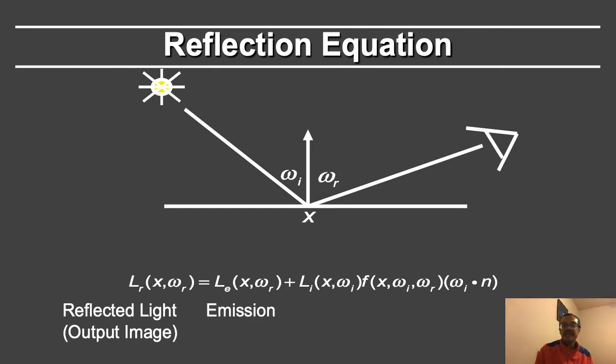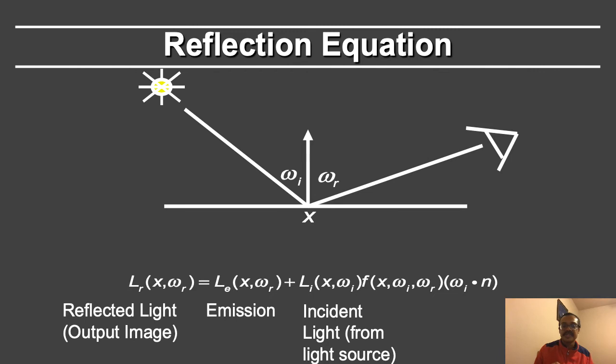We then consider the emission term LE. This corresponds really to light sources in the scene. For most objects, the emission term is 0. However, for light sources, they are outputting energy into the scene, which will be a function of the spatial location and outgoing direction.